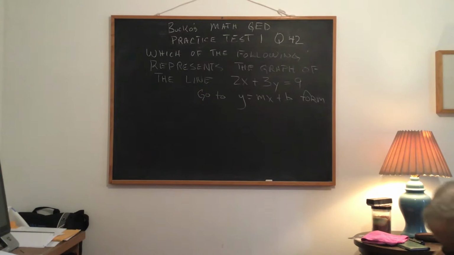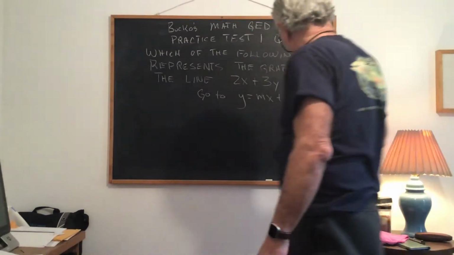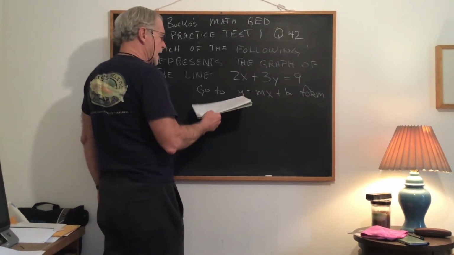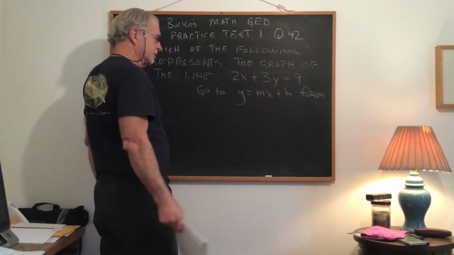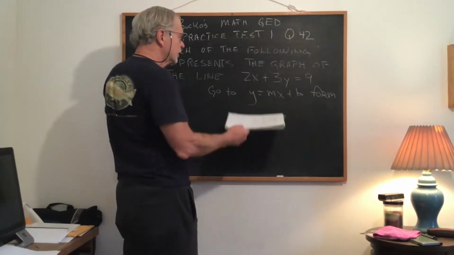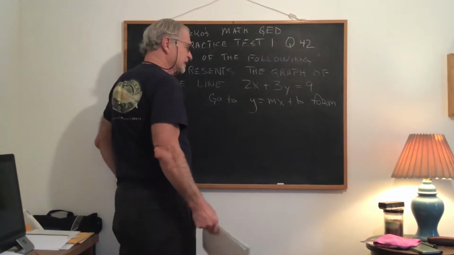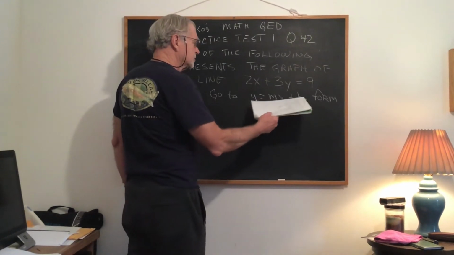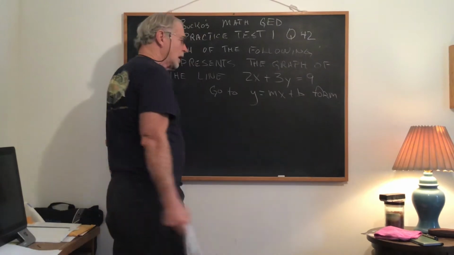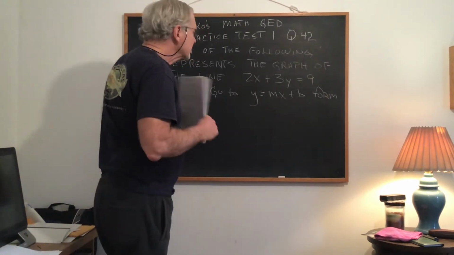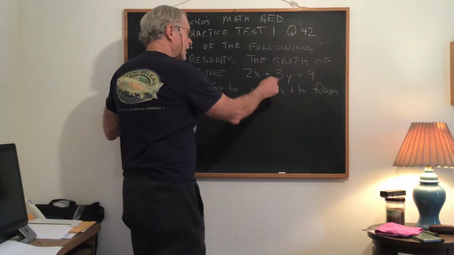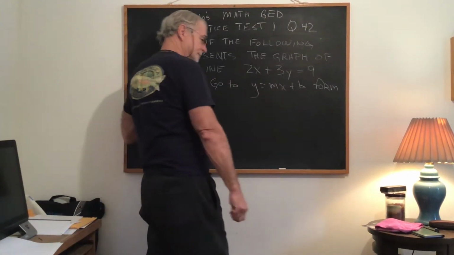All right, the first deal on this one is it's not in what's called the slope-intercept form. I memorized this. It's kind of a good thing to have in your head. Slope-intercept form is pretty famous: y equals mx plus b. M is the slope, and b is the y-intercept. So we got to convert it to this form.